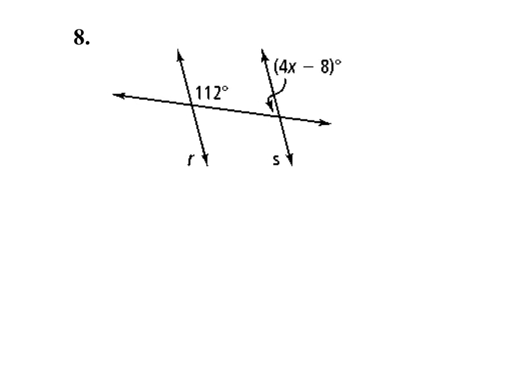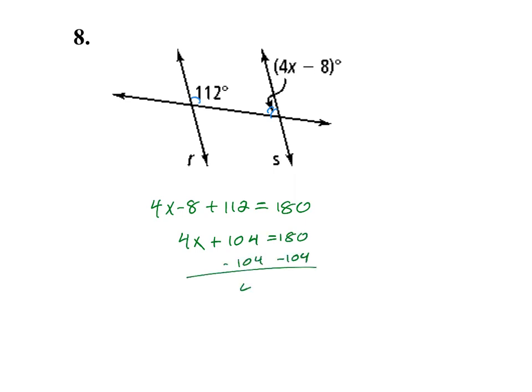The next one, number 8. Again, in this case, I have same side interior angles. Again, they have to be supplementary angles. So plus 112 equals 180. I'm just solving that equation for x: plus 104 equals 180, minus 104, so 4x equals 76. I'm going to divide by 4, so x equals 19 degrees.